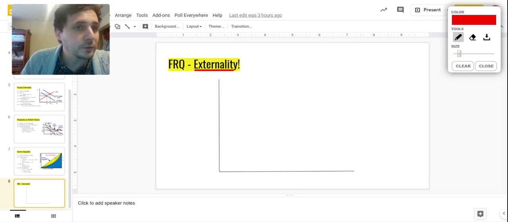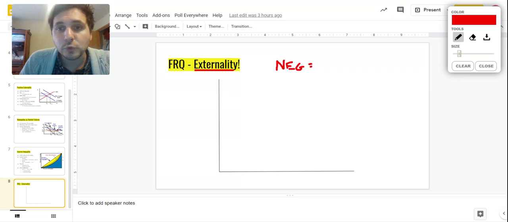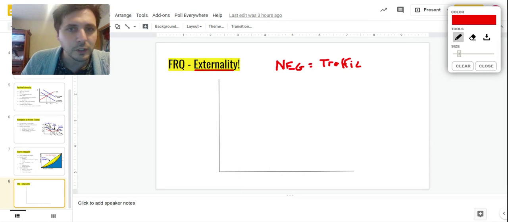You're going to have to be able to do an externality. So let's just choose one. Let's do a negative externality, and I'll do traffic, because we did that one in class. Okay, so we're at traffic. That's our negative externality. You're going to be told that it's a negative externality, so you know how to draw it.